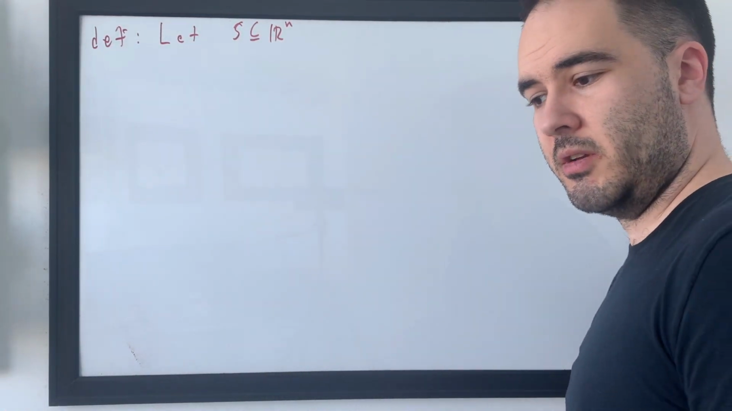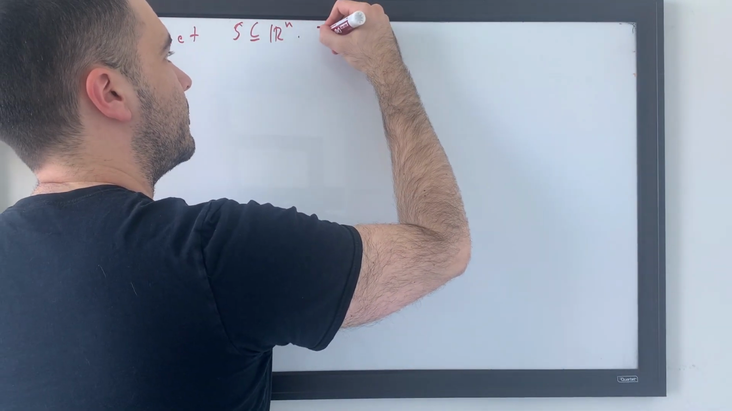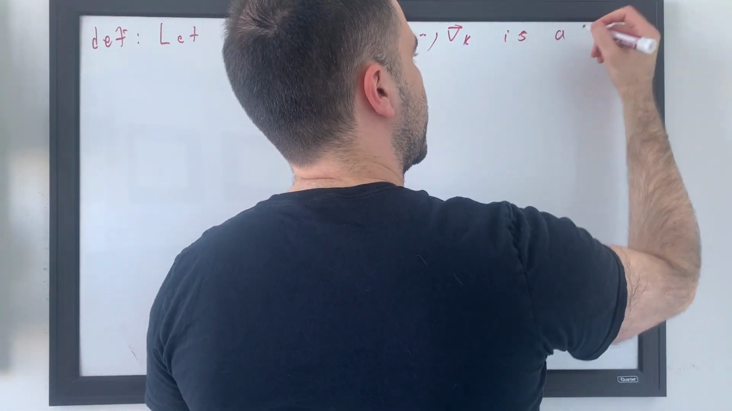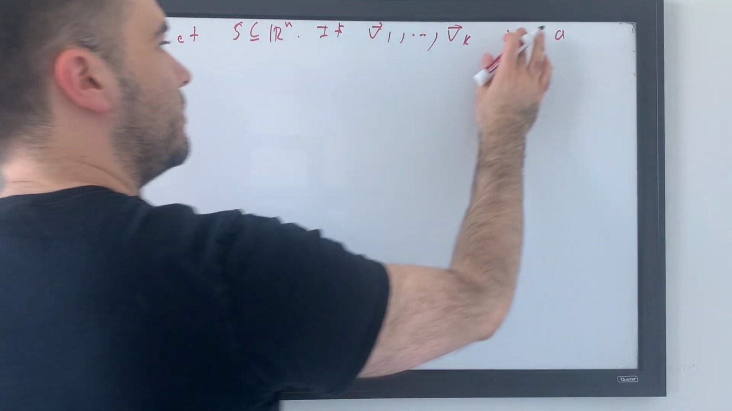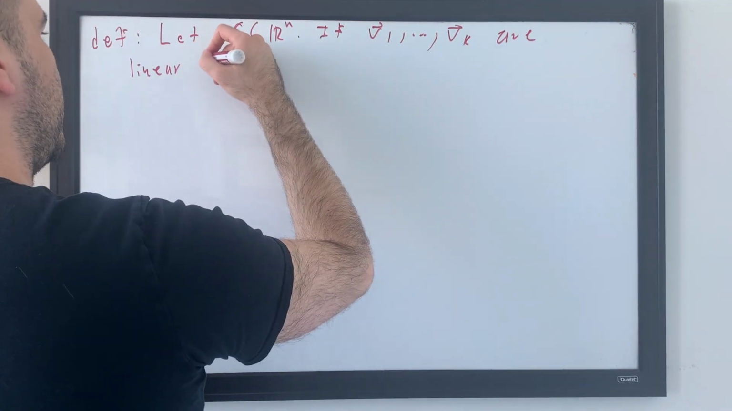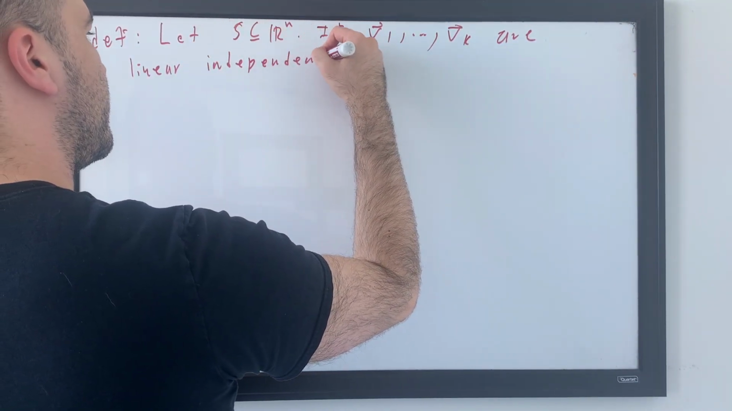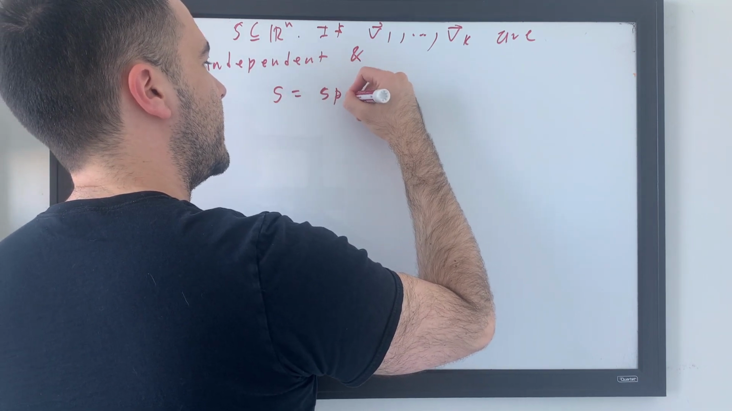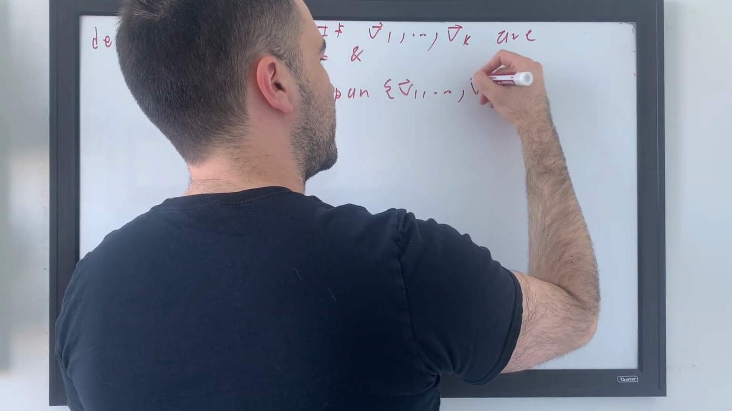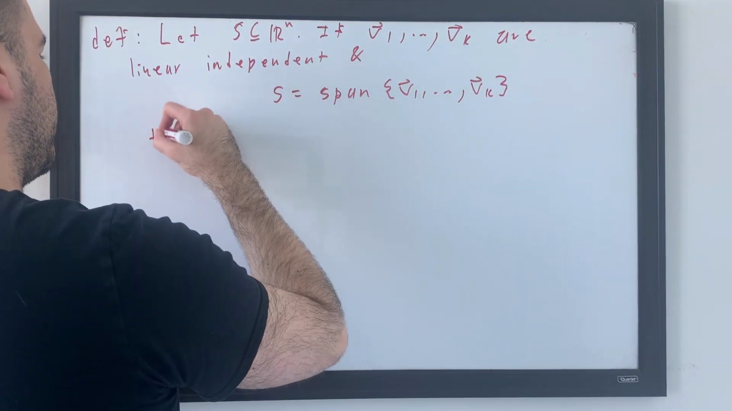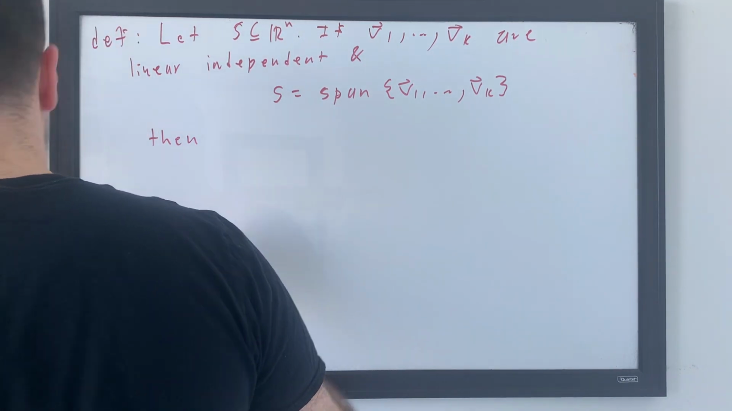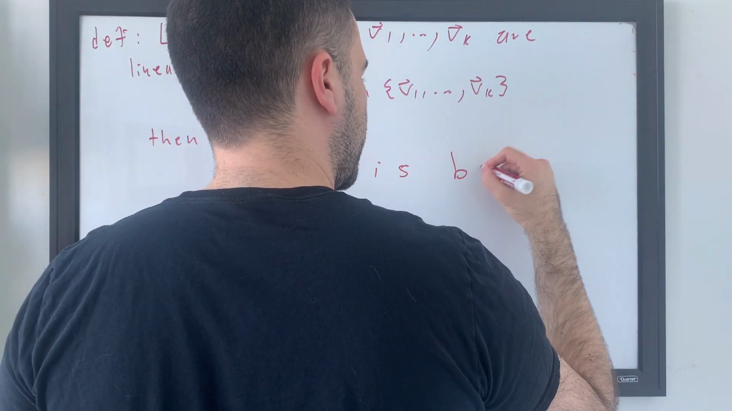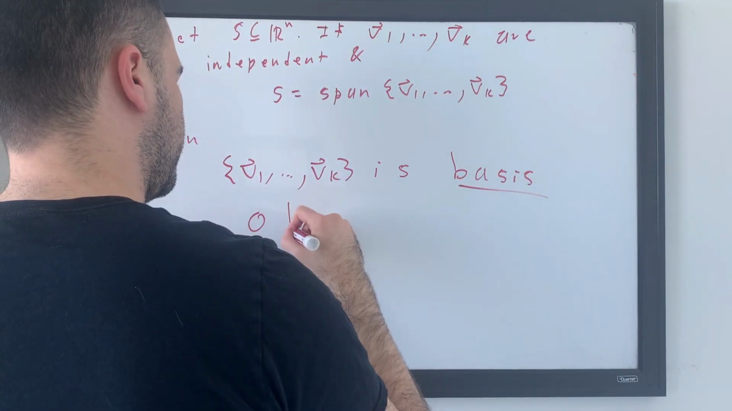So let S be a subset of Rn. If v1 to vk are linearly independent, that means there are no redundant vectors, and S is equal to the span of v1 to vk, then the set of vectors v1 to vk is a basis of S.